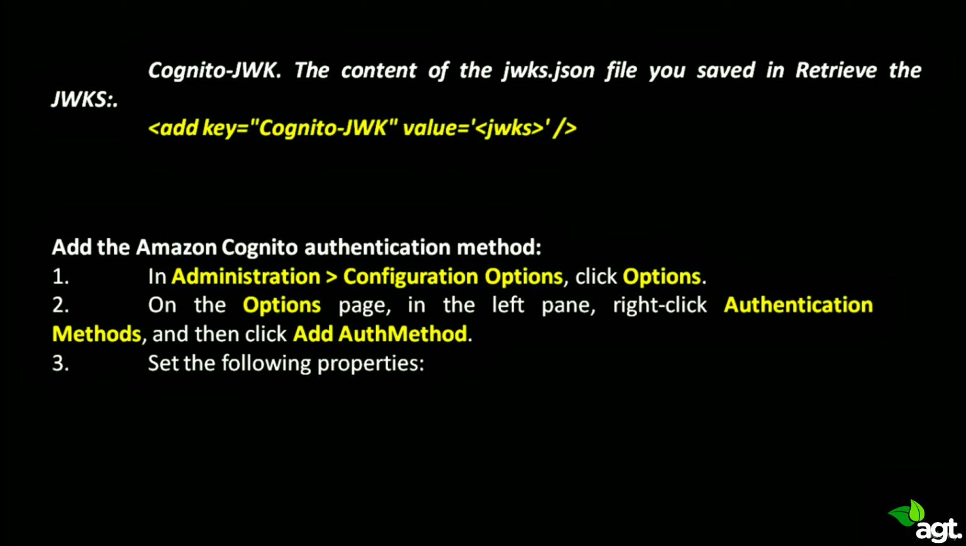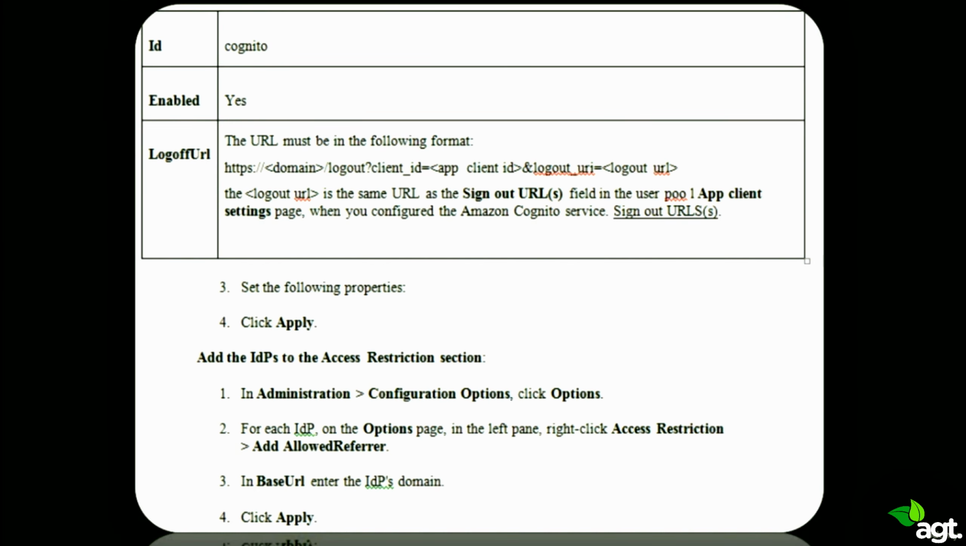So now add the Amazon Cognito authentication method in administration. Go to the configuration options and click options. Second, on the options page in the left panel, right click on the authentication methods and then click add authentication method. Set the following properties: ID equal to Cognito, enabled set to yes, and logoff URL. The URL must be in the following format, as we have explained earlier: http://domain/logout?client_id=<application client ID>&logout_uri=<logout URL>.